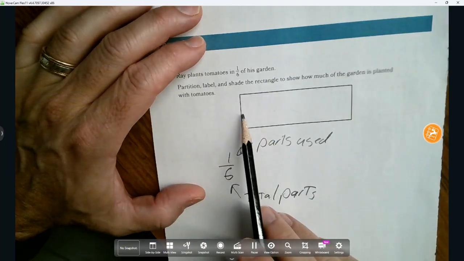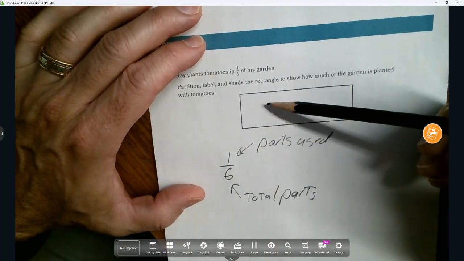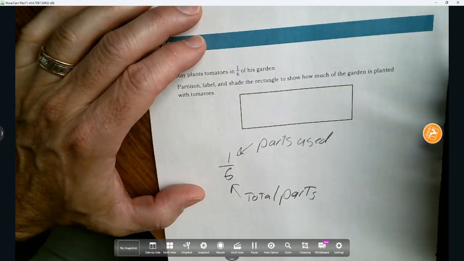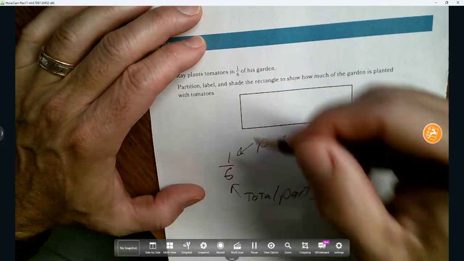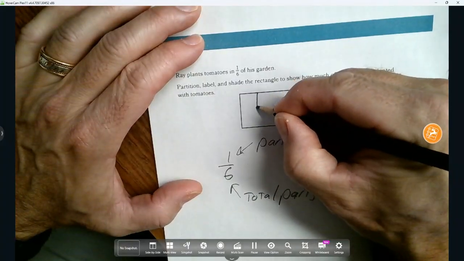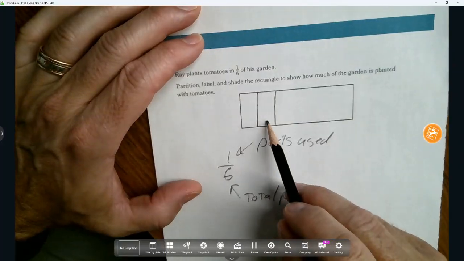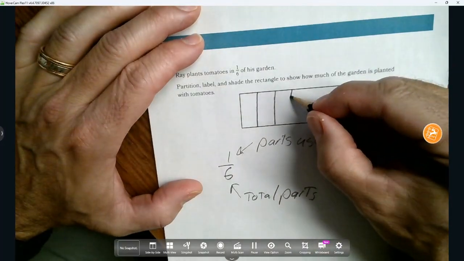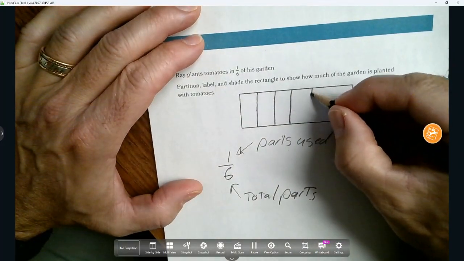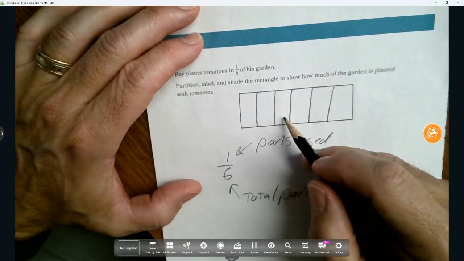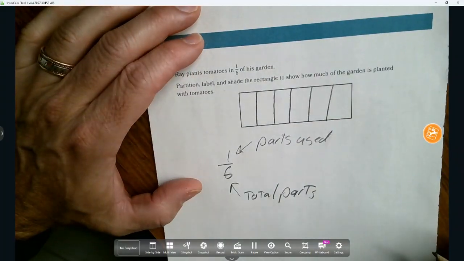You could go across and have 2, and then go 3, 4, 5, 6, however you want, whatever makes you happy. I'm going to go down. So this is 2 parts, 3 parts, 4 parts, 5 parts, 6 parts. 1, 2, 3, 4, 5, 6. And he used 1 of them.